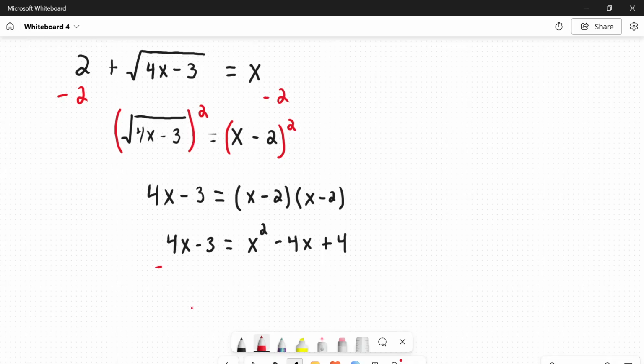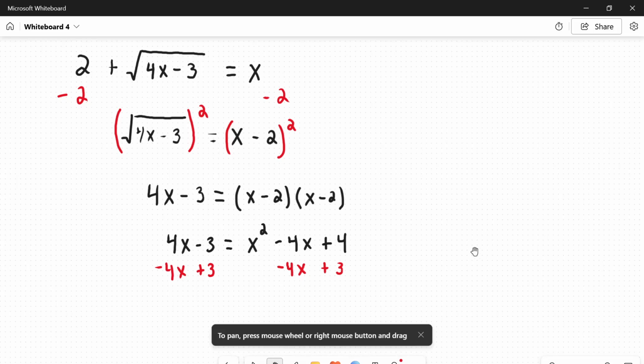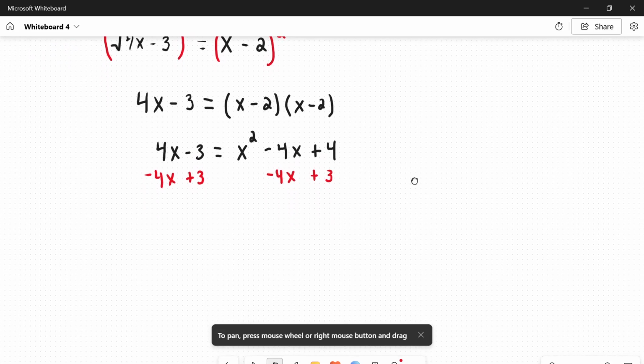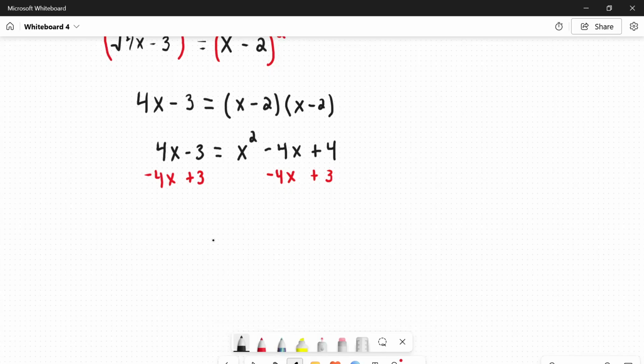So I'm going to subtract 4x from the left side, subtract 4x from the right side. I'm also going to add 3 to the left side and add 3 to the right side, and we will follow through here. Let's just slide that down. Okay, so the left side is now just 0. The right side is x squared minus 8x plus 7.